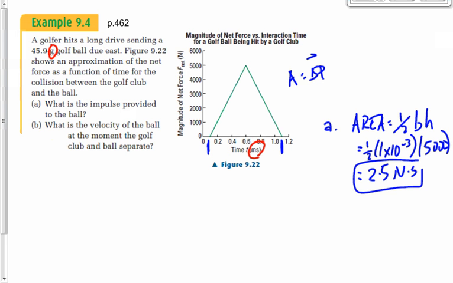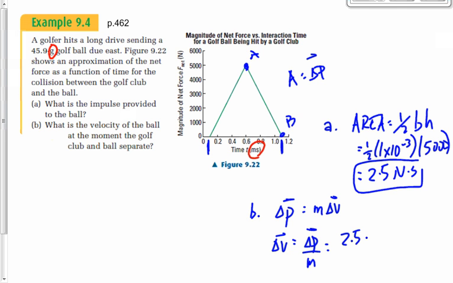Now, if I want to find the velocity of the ball at the moment the golf club and ball separate, let's say impulse is equal to m times delta v. Delta p is 2.5. Hey, when do the ball and the club separate here? Who votes for position A versus position B? When do the ball and the club separate, A or B? Who says A? Who says B? Of the people that voted, it seems to be about 50 and 50. The answer is B. They separate at B.